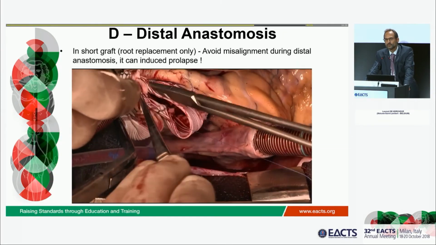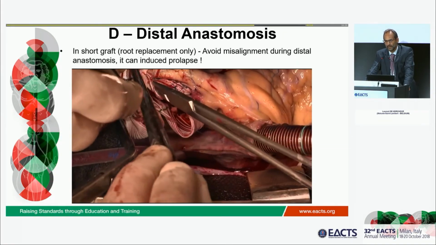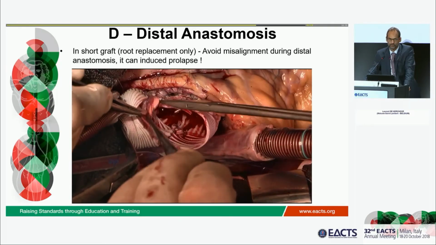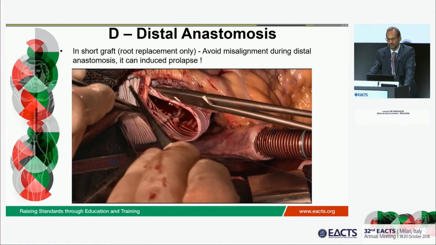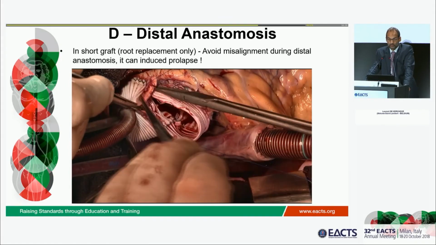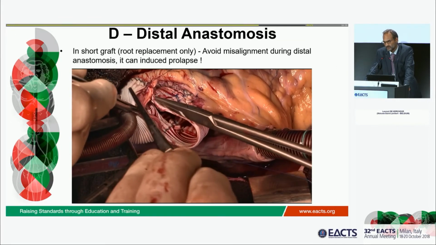Finally, if you use a short graft, replacing only the aortic root, when you do the distal anastomosis, of course, you have to avoid misalignment because you can create a prolapse if you reduce the distance between two commissures.